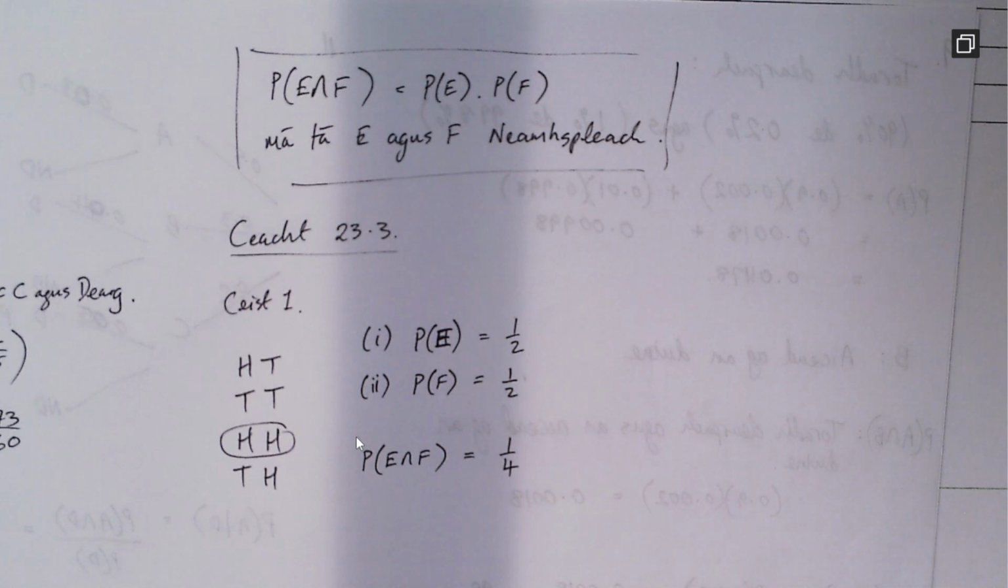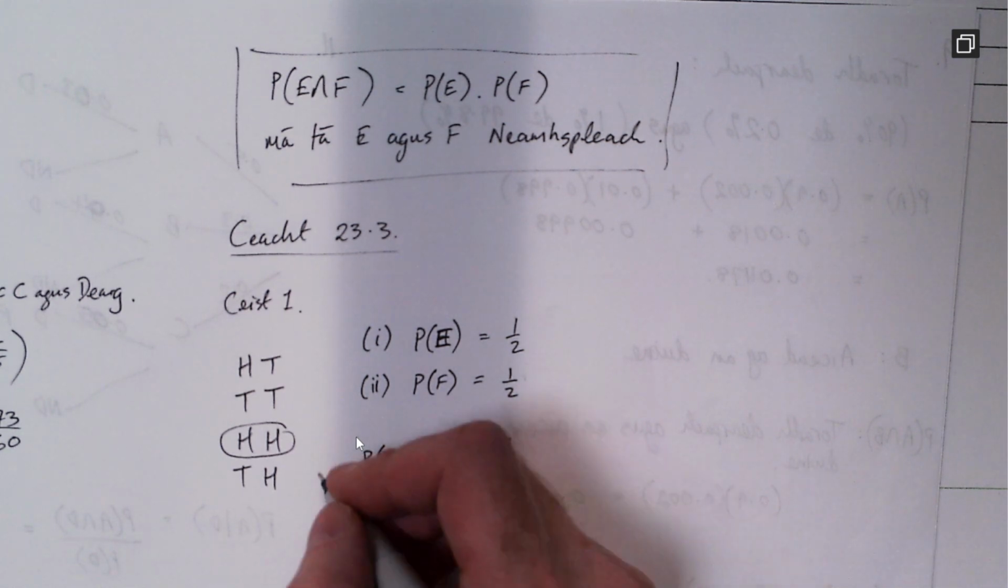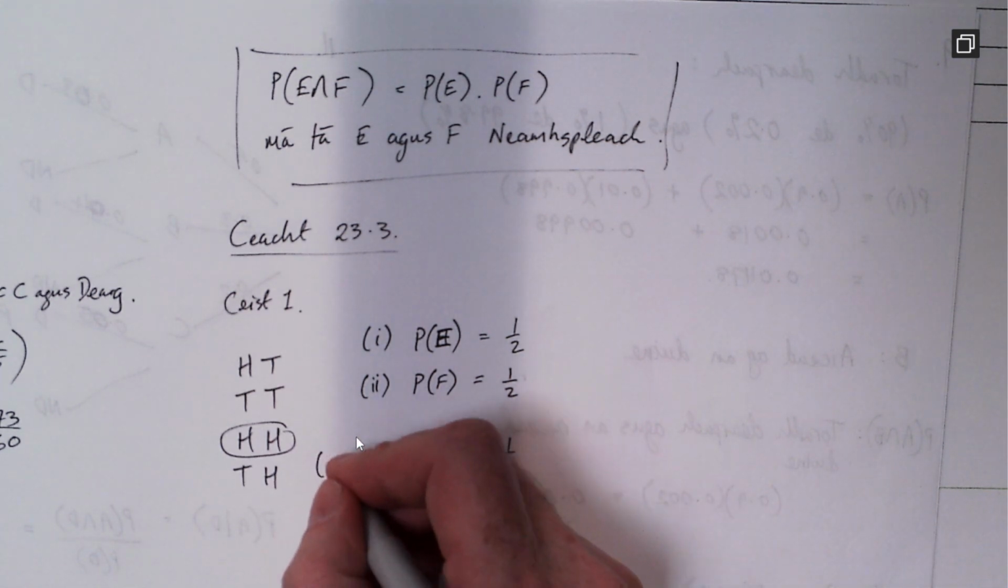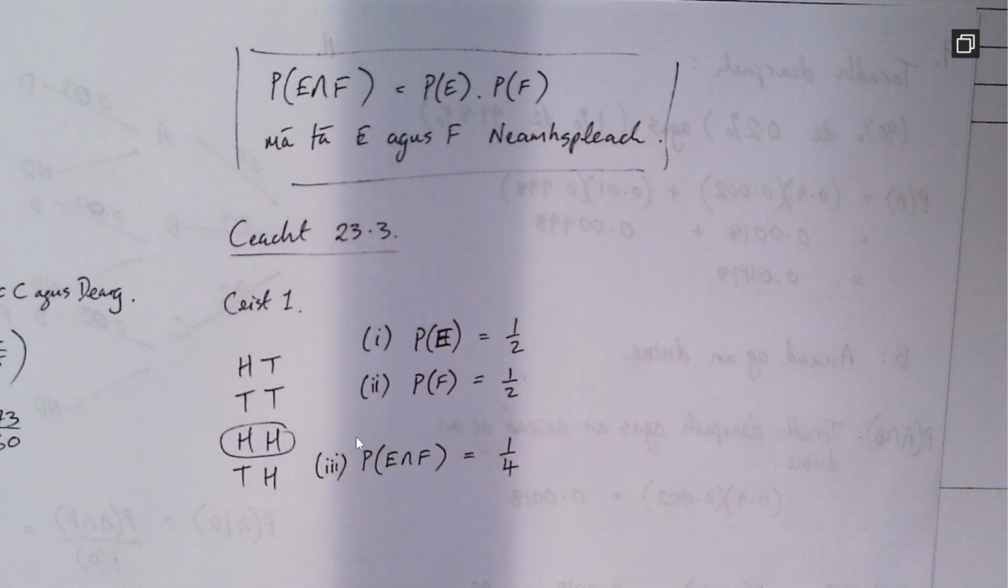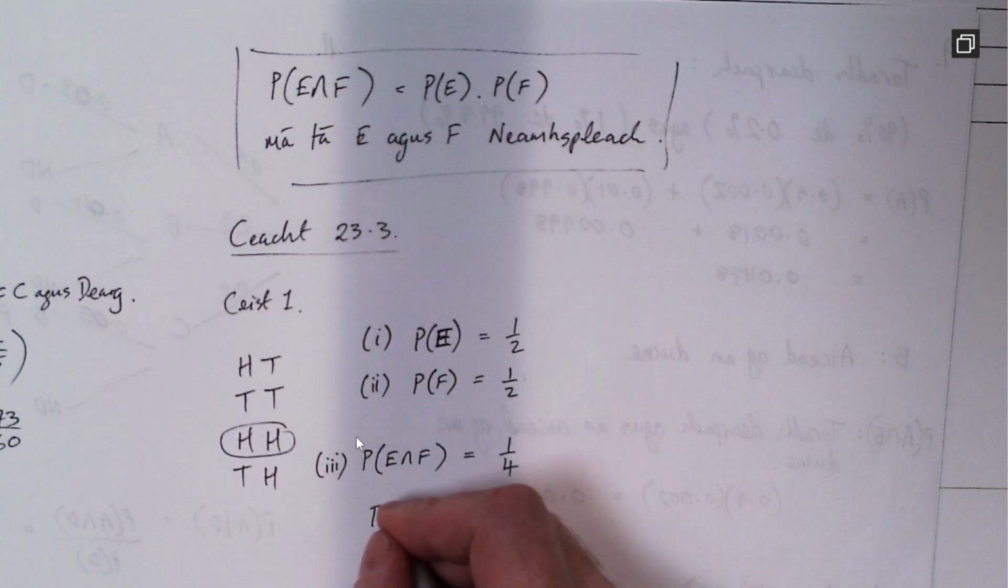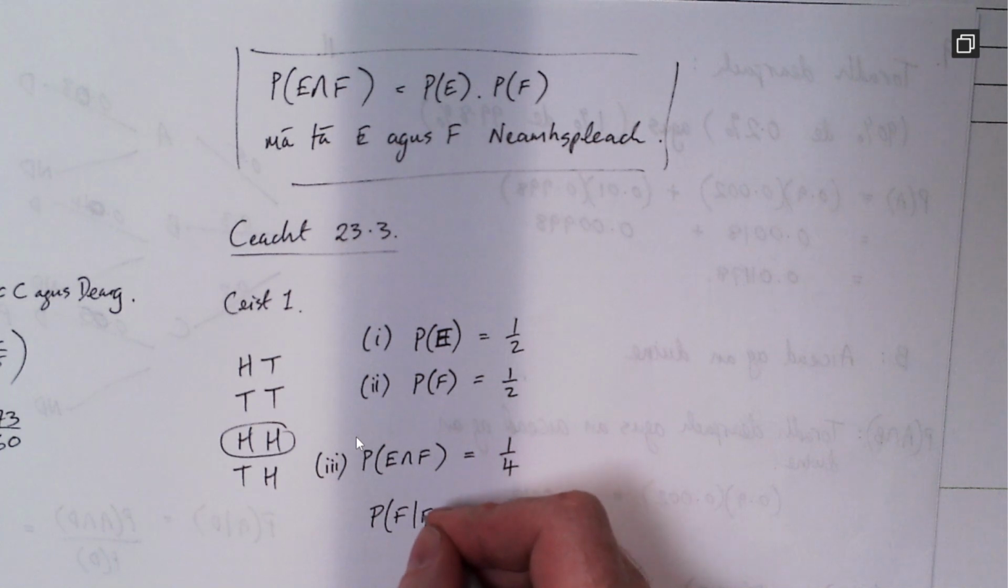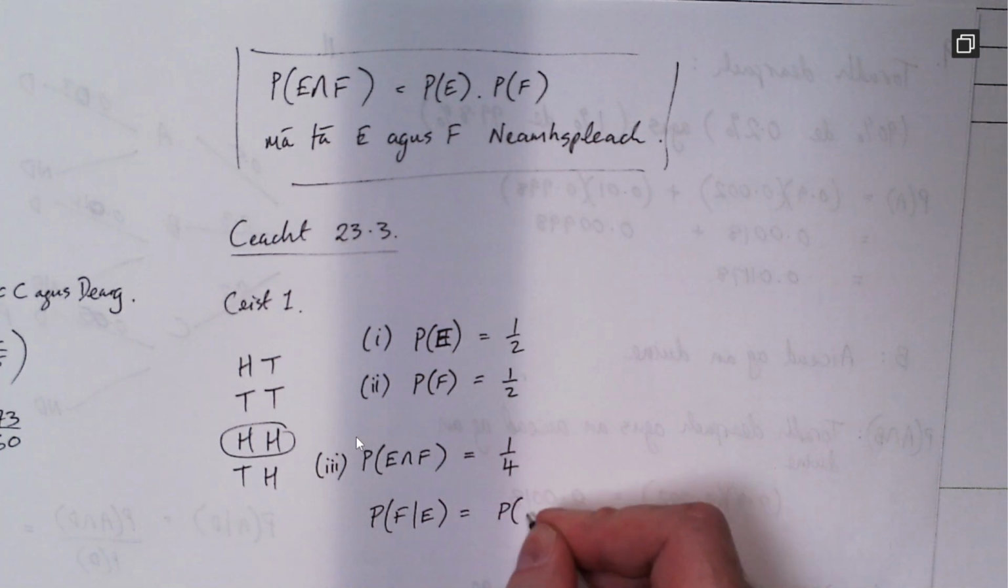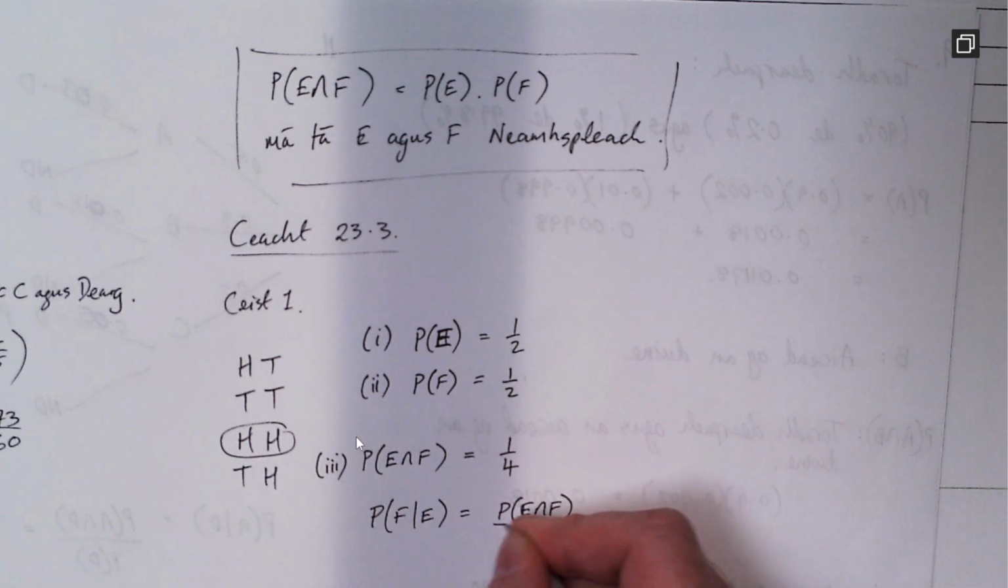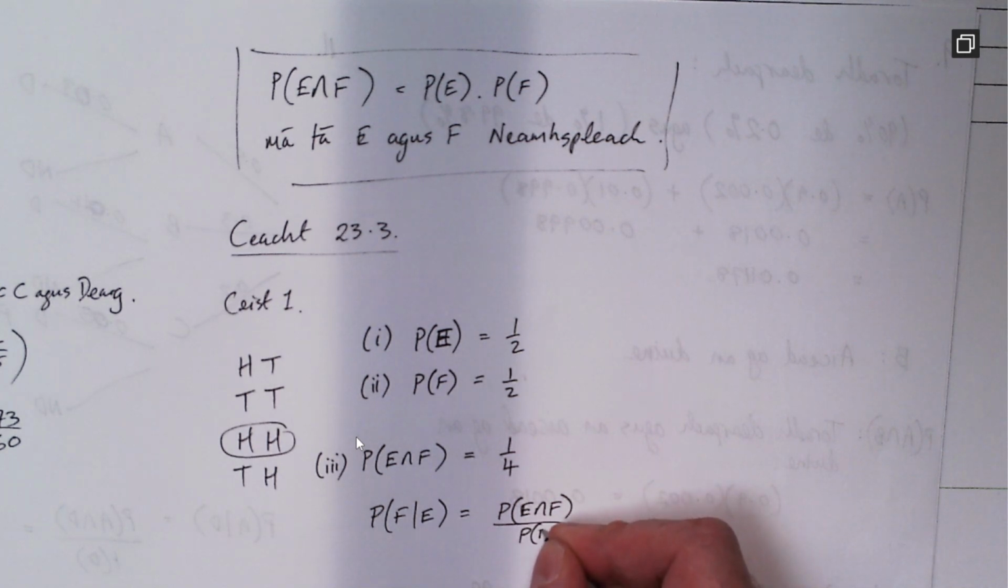Okay, right. Now, for the second part, the probability of F given that E has occurred is equal to the probability of E intersection F over the probability of E.